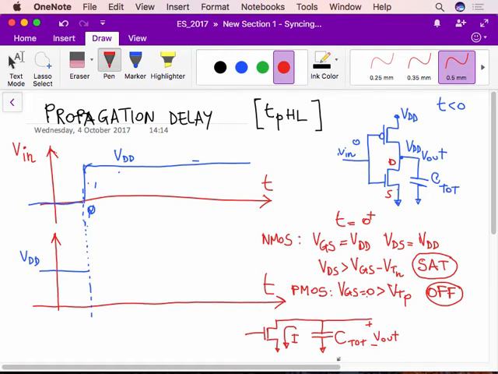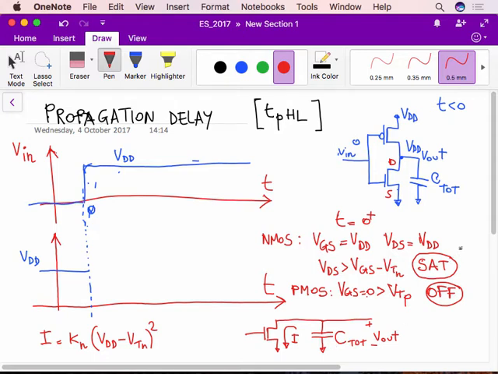Okay? So we know the value of this current because when the NMOS is in saturation, the current is Kn times (VDD, which is the VGS, minus VTN) to the power of 2. So we know exactly this current. As you can see, this current is constant. So we are discharging the capacitor at constant current.